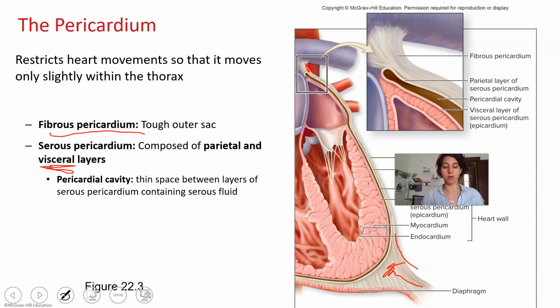So in a normal functioning person, the pericardial space or pericardial cavity here, as your book calls it, is the thin space between the two layers of the serous pericardium. Okay, so that's it for the position of the heart in the thoracic cavity and the sac that surrounds the heart, or the pericardium. Okay.